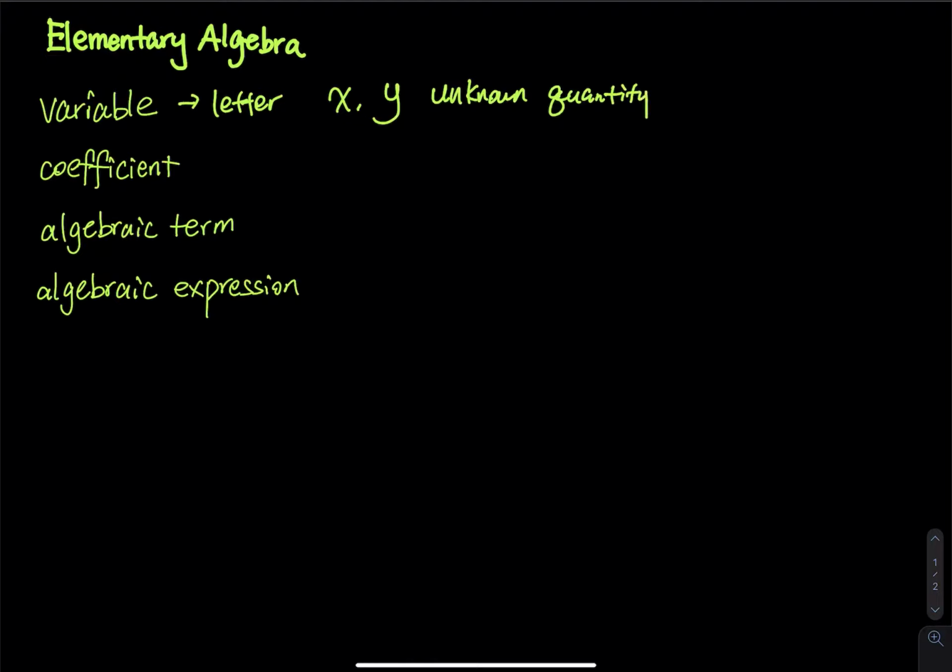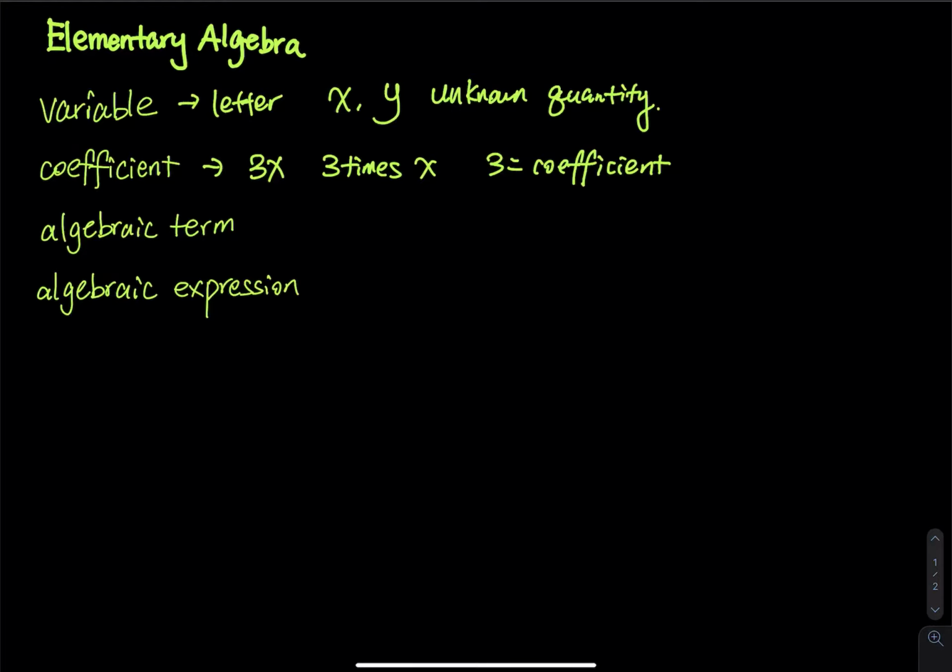Unknown quantity. And then the second term is coefficient. What is a coefficient? A coefficient is a real number that is multiplied by a variable. So let's say we have 3x. So this is 3 times x, and then 3 is a coefficient. So basically, a coefficient is the number in front of a letter, or the number in front of a variable.